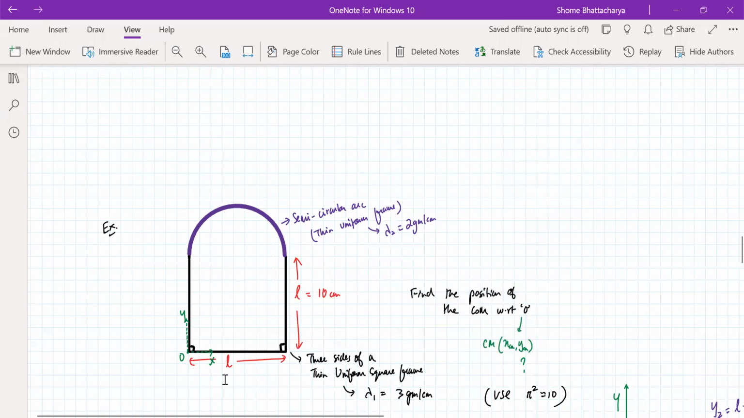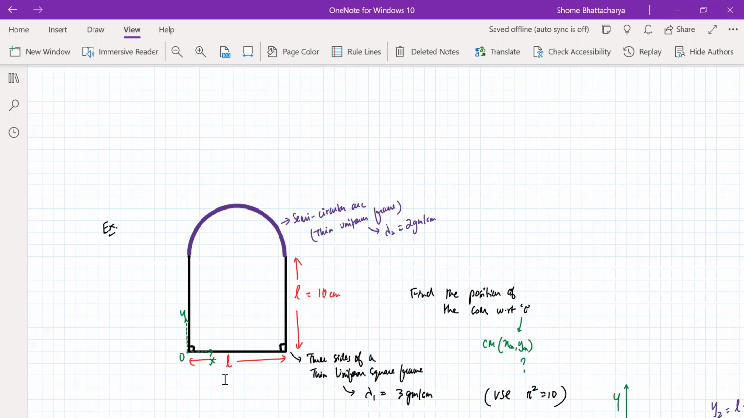This is where you can use superposition. You can replace the semicircular arc with an equivalent mass located at the center of mass of the semicircular arc, and you can replace the square, or at least each side of the square, with an equivalent mass located at the midpoint of each of the three sides of the square. So it then becomes a 4-particle system: one particle replacing the semicircular arc and one particle replacing each of the three sides of the square.